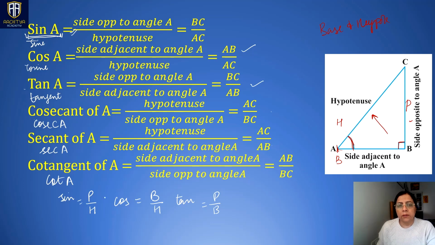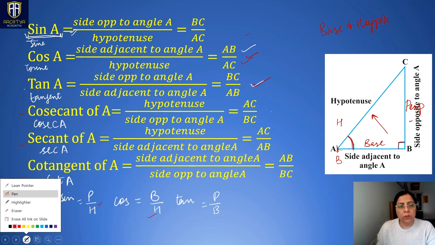So for this figure, for angle A, this is your base, this is your perpendicular, and this is your hypotenuse. The thing remains the same. You can see that sine A is BC upon AC, perpendicular upon hypotenuse. Cos is base upon hypotenuse, that is AB upon AC. Then we have tangent. Tangent is perpendicular upon base. Perpendicular is BC upon AB. And these three ratios are exactly the reciprocals of the above three in the respective order.